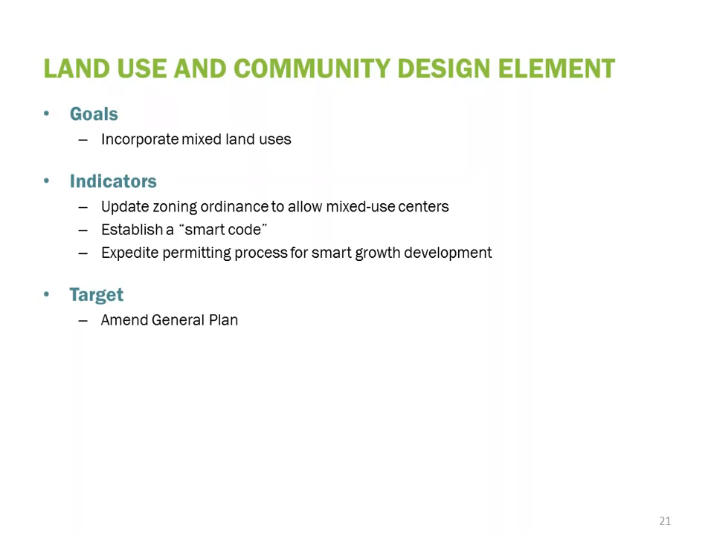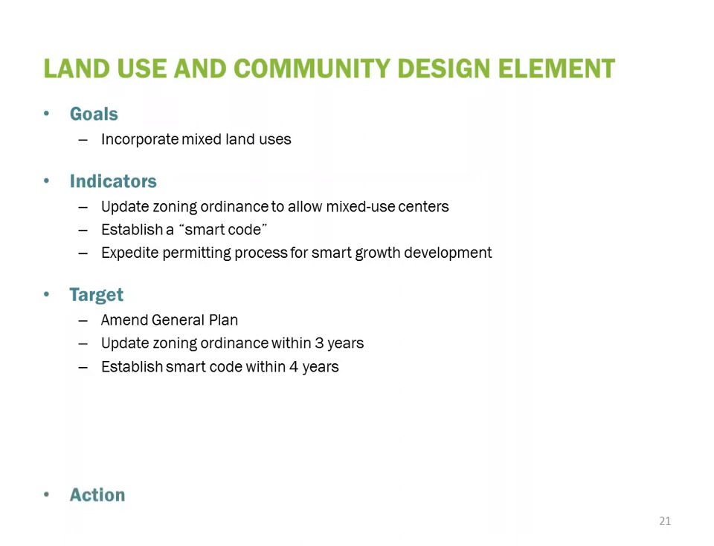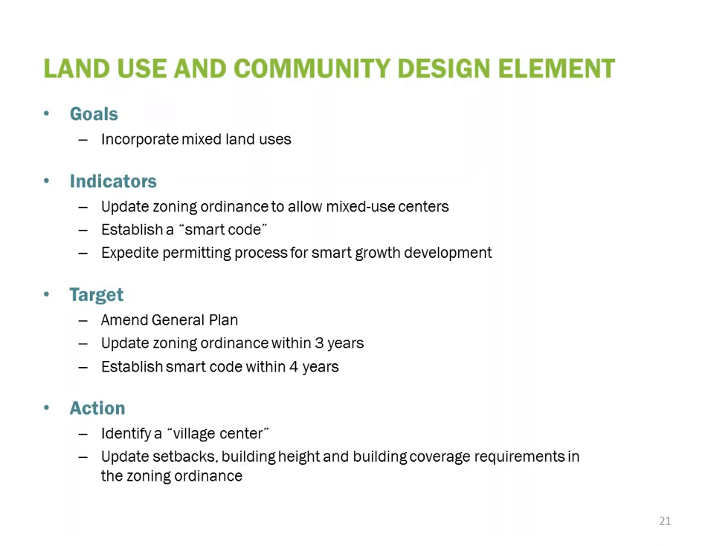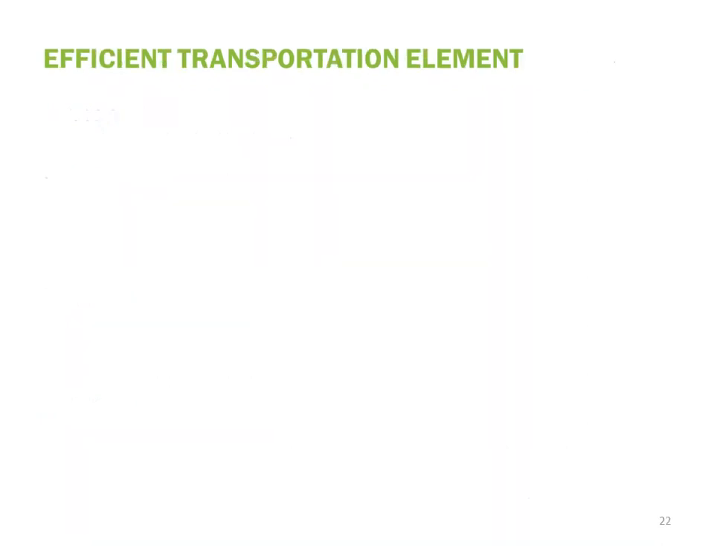The target for the indicator, well, again, amend the general plan. This would be updating a zoning ordinance. Establish a smart code within a certain time frame. Action, this would be actually identifying a village center within the general plan. I've seen some plans out there where they will provide a dot in a floating area of where an actual village center could be located. Another action item would be to update setbacks, building height, and building coverage requirements, in more line of a smart code where it's flexible. And finally, rehabilitate affordable housing so it becomes more sustainable.